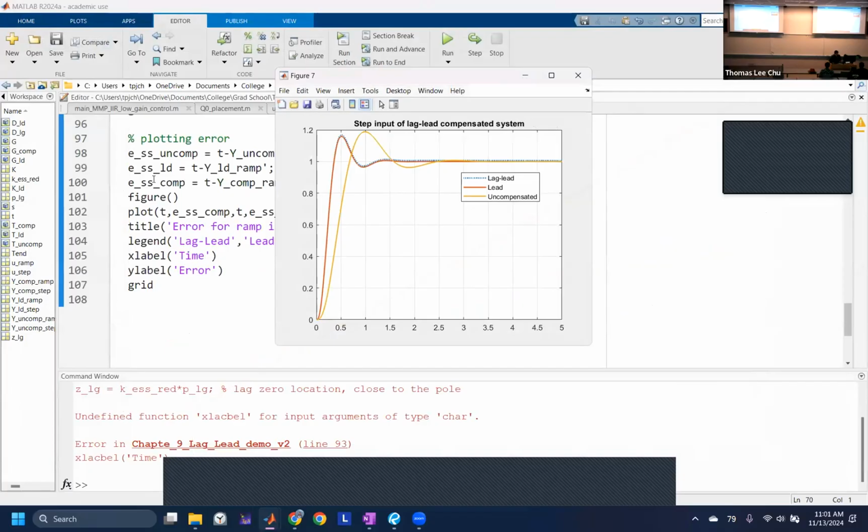All right, so I'll upload this code online. If you want a different example of this same problem with pole zero cancellation, the textbook does do that.